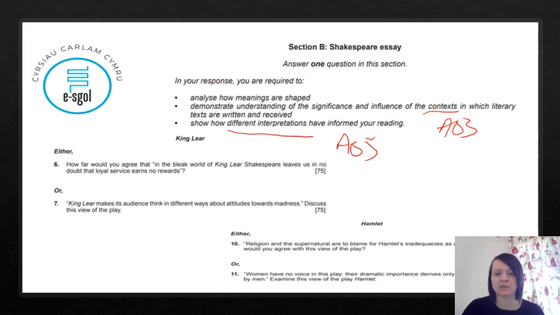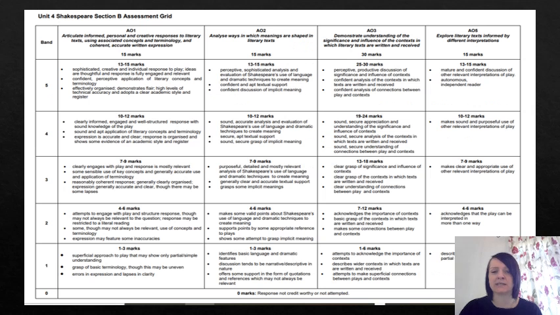Religion and the supernatural: are they to blame for Hamlet's inadequacies as an avenger? How far would you agree with this view of the play? Or: women have no voice in this play; their dramatic importance derives only from their treatment by men. So two very different questions there as well. But a clear awareness of your context and your critical readings is what's needed.